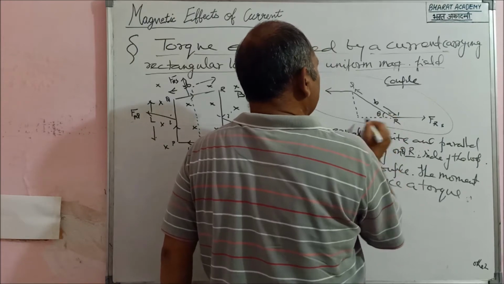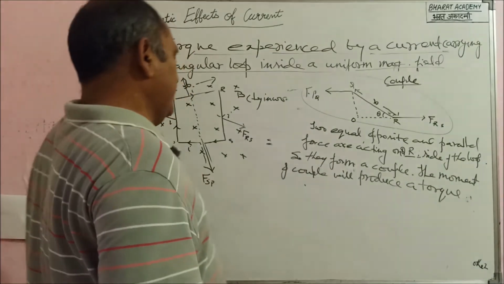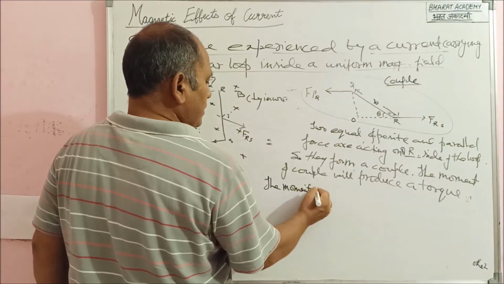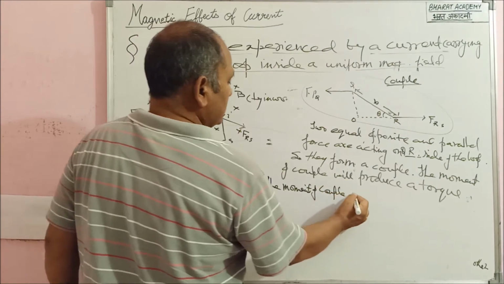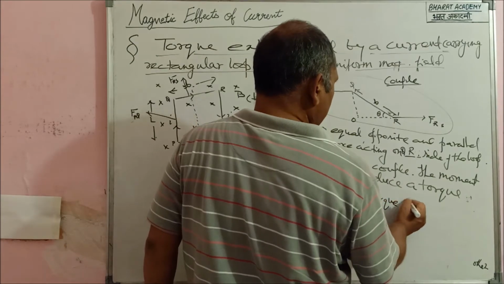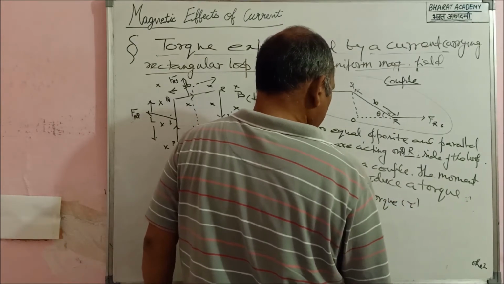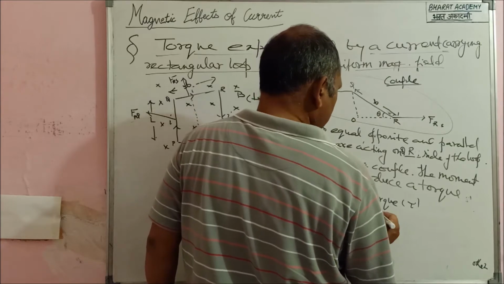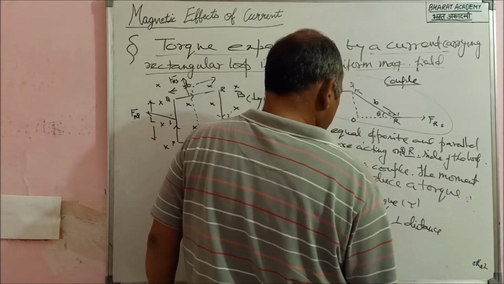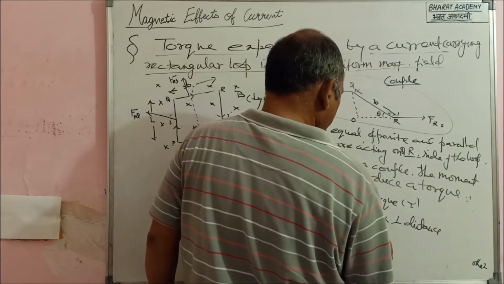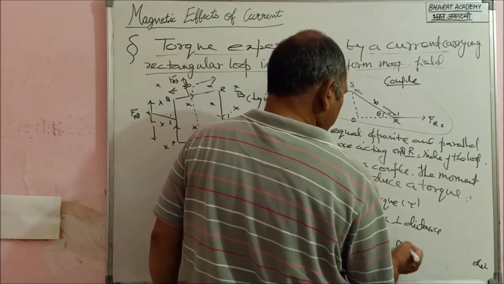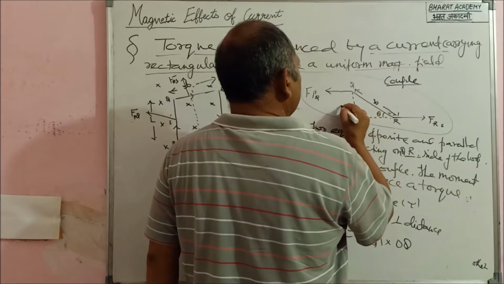Suppose it is making angle theta, let it be O. Then the moment of couple, which in physics gives you torque, tau, is nothing but any one of the forces multiplied by the perpendicular distance. So for force use either FPQ or FRS, and the perpendicular distance is OQ.